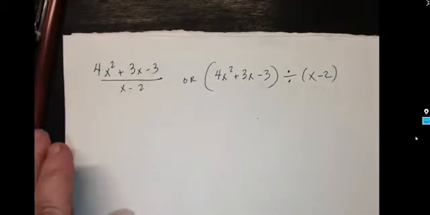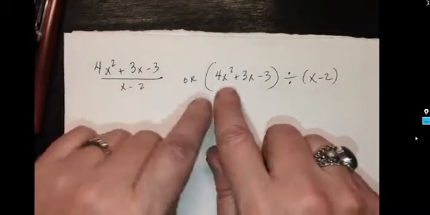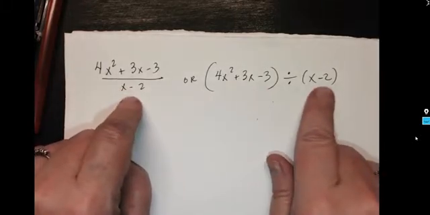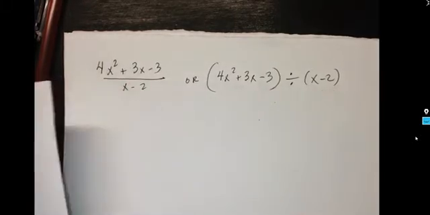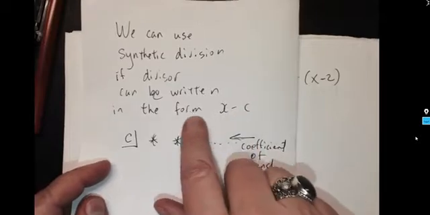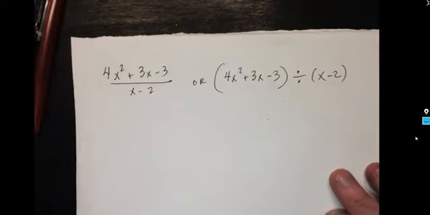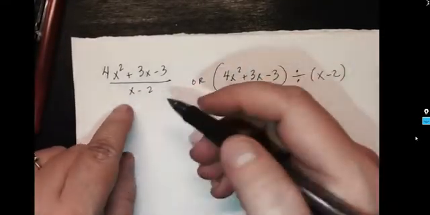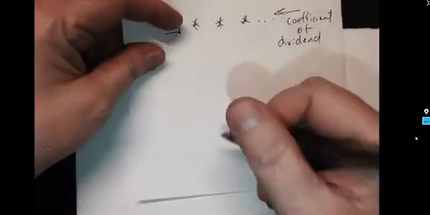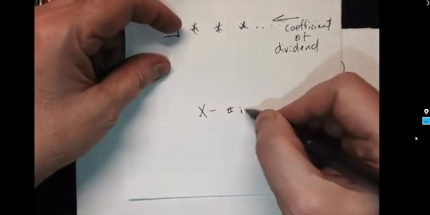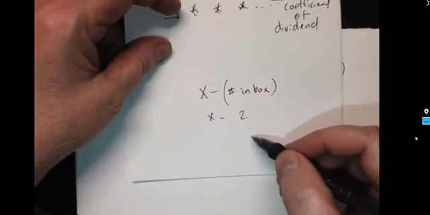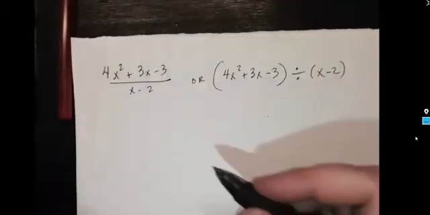Okay, so it can be written two ways. In either case, our dividend is 4x squared plus 3x minus 3, and our divisor, the thing that we're dividing by, is x minus 2. And so that is definitely our divisor, it has the form x minus 2. So we can use synthetic division for this, and we're going to set it up with 2 in the box, not negative 2. So if we have x minus 2, then we're going to set it up with a 2 in the box.